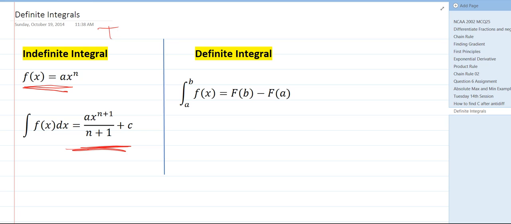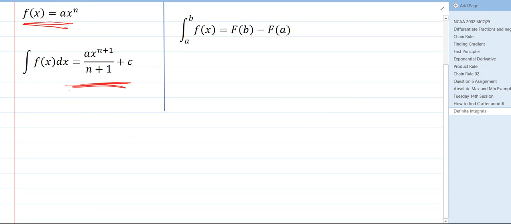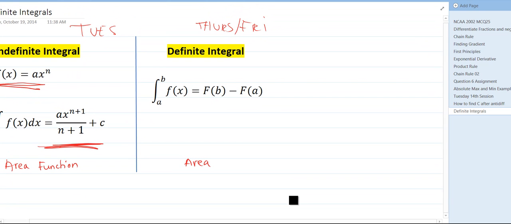This is a Tuesday, this is Thursday's session. And for some of you who came on Friday, then I also retaught definite integral as well. Okay. Now, what's the difference between the two? Firstly, this is just to find out the, remember I said this is the area function. Doesn't tell you the area. This one tells you the area.